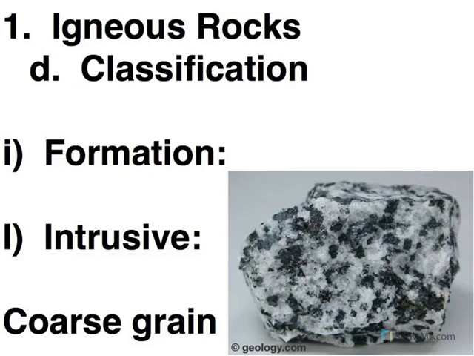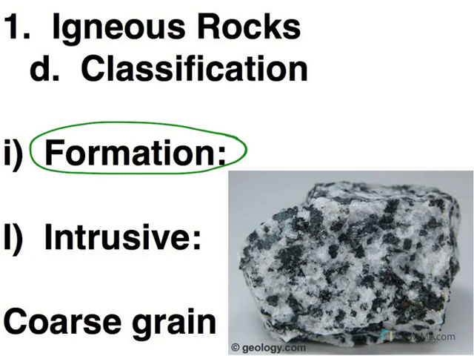Classifying igneous rocks. There are two main things that we look at when classifying igneous rocks. The first is, how did that rock form? And we've already covered, when we talked about the definition of an igneous rock, that you can have both an intrusive or an extrusive igneous rock. Let's look at that in a little more detail.